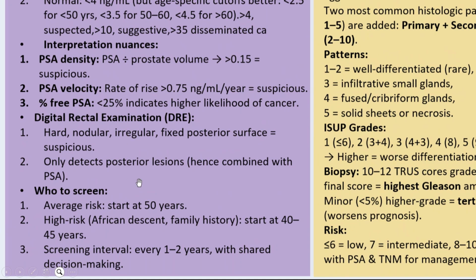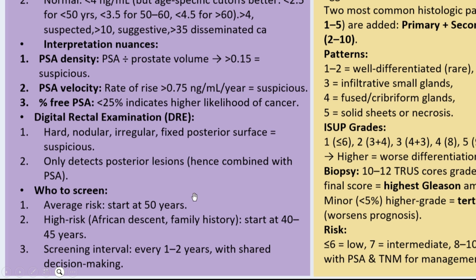And on the digital rectal examination, we shall feel a hard, nodular, irregular, fixed posterior surface, and this is only going to detect posterior lesions. And that is why we don't do a digital rectal examination only. So we combine it with the PSA to increase the sensitivity.